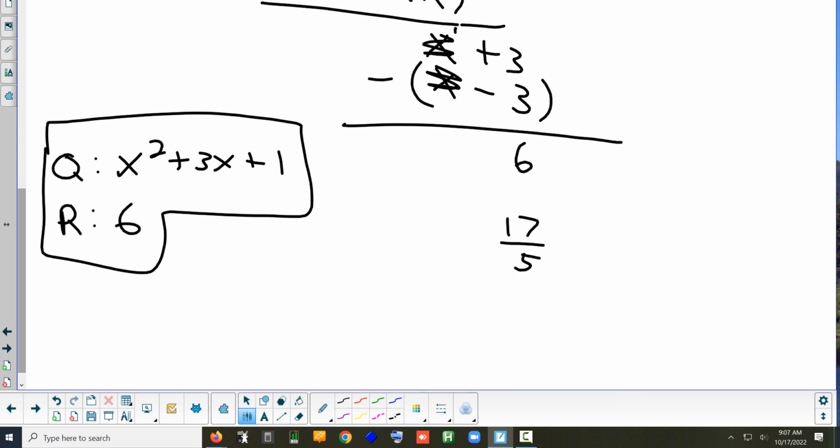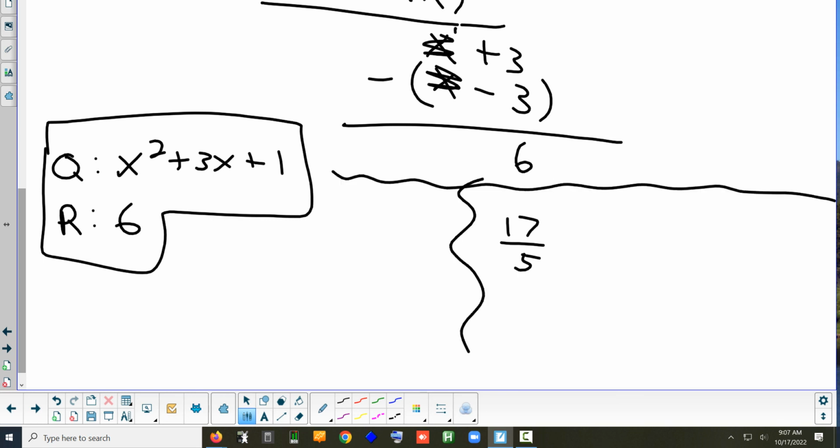Okay, so you can write your answer that way, or you can also write your answer another way. This is just an example with numbers, so this is separate. But I think if I show it with numbers first, it'll make more sense with letters. When you divide 17 by 5, what's the quotient? Yep, 3. And what's the remainder? 2.